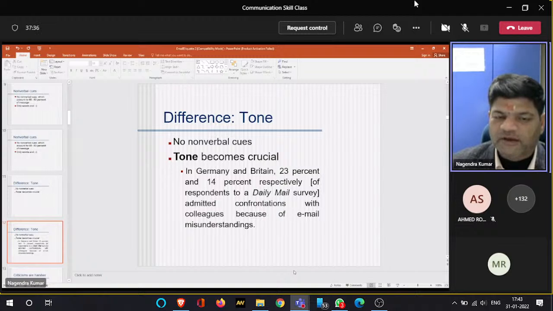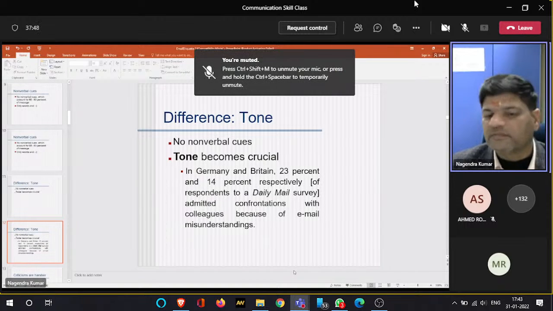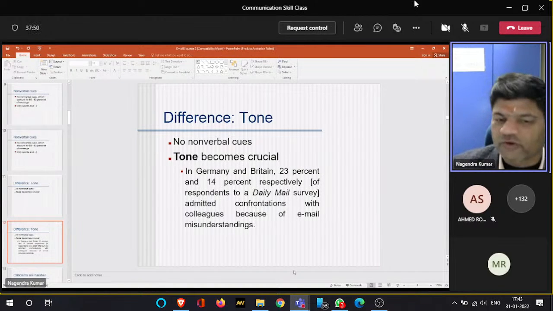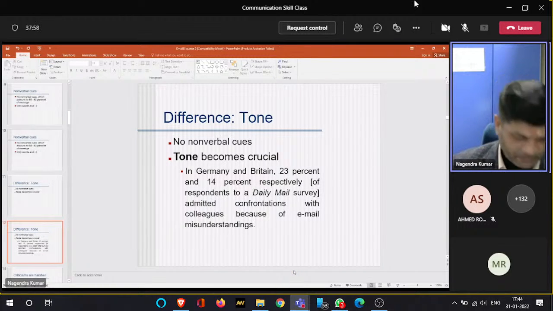So if you're writing some serious messages in a humorous tone, people will not get the actual intent of the message, and that is why tone is so important. So if you're angry, your tone should be angry. If you are friendly, your tone should be friendly. And this you can do by using the right kind of language.